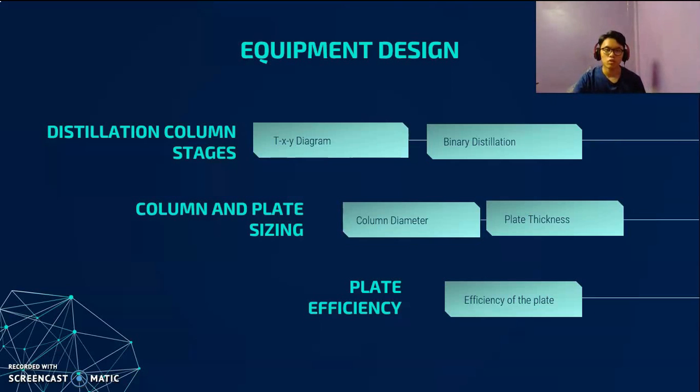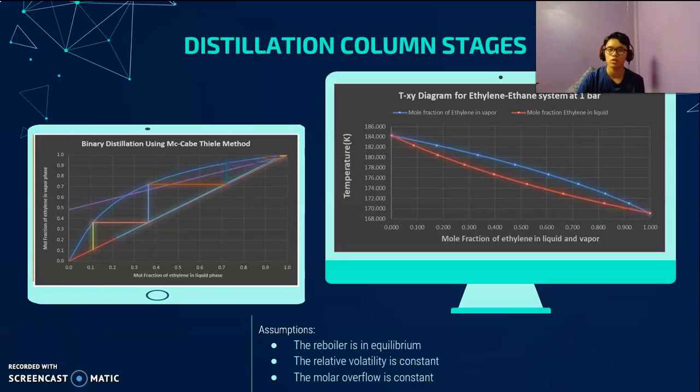For the column sizing, we will calculate the column diameter and also the plate thickness of the column. Finally, for the plate efficiency, we will talk about the efficiency of the plate and some other calculations. So moving on to the distillation column stages.